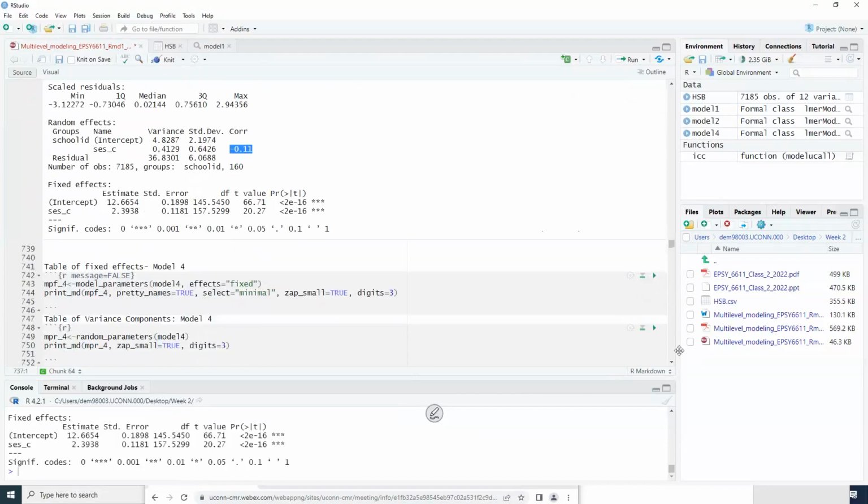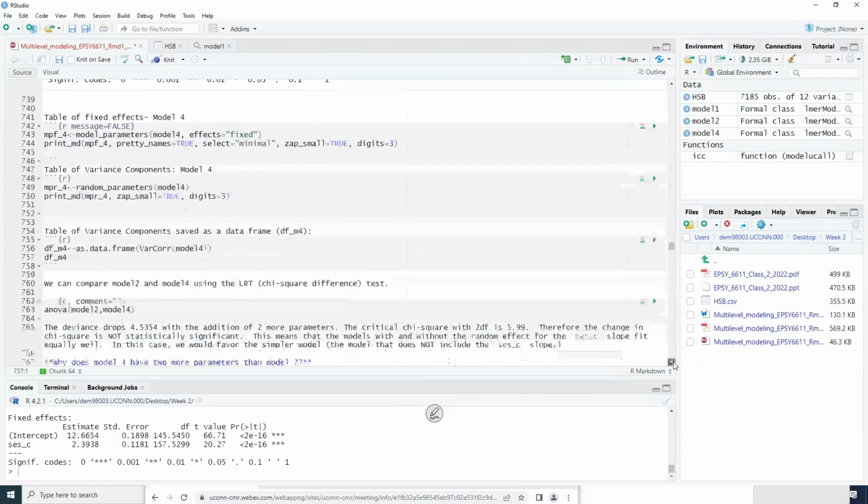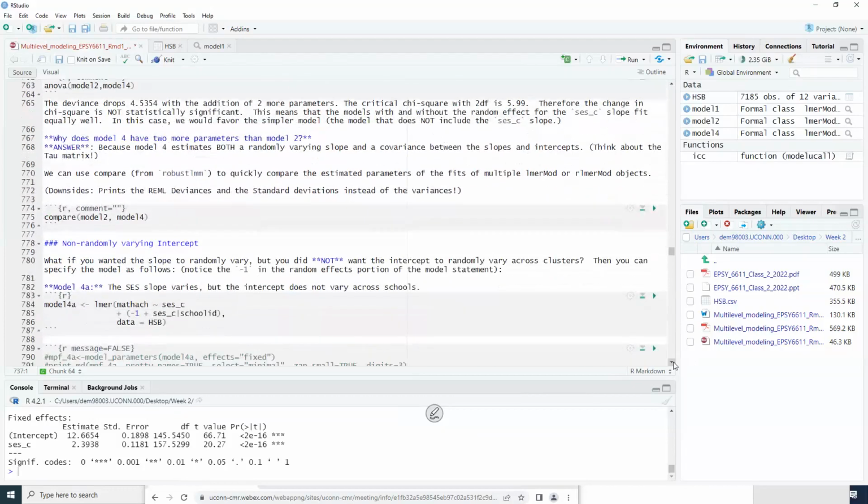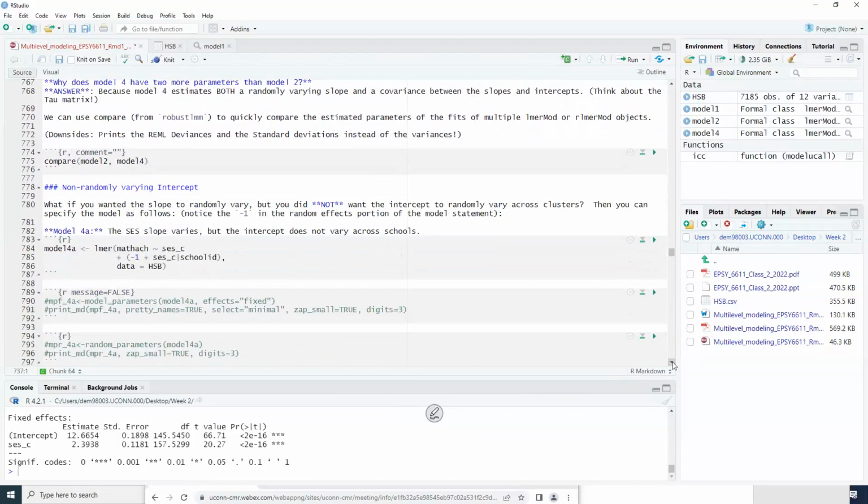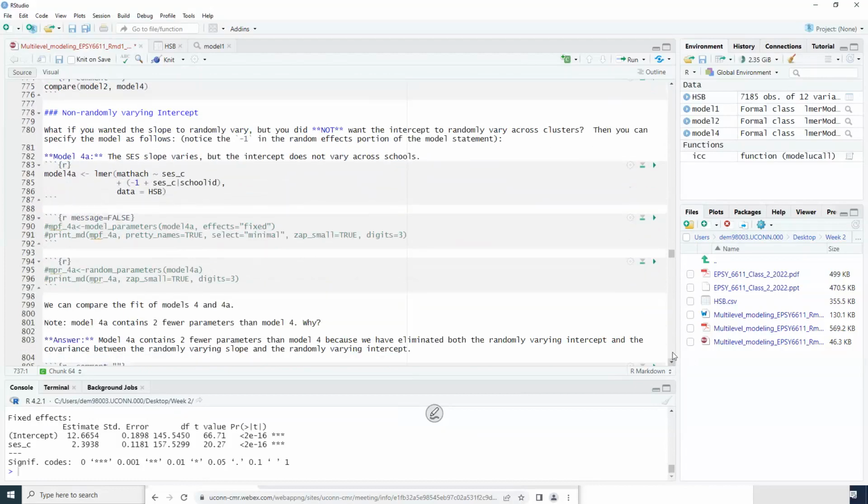I will stop there, because that's where we stopped yesterday. So I'll stop this here, and then we'll pick up next week with a brief review of all of this, and then we'll build our model where we add sector as a predictor of both the intercepts and the slopes. All right, thanks. I hope this was helpful.